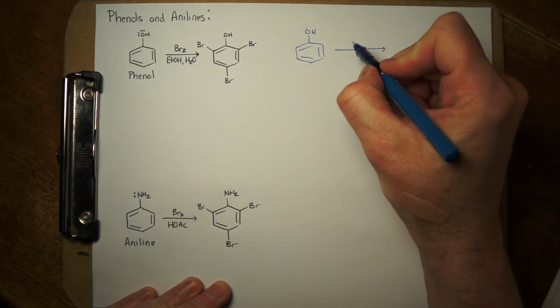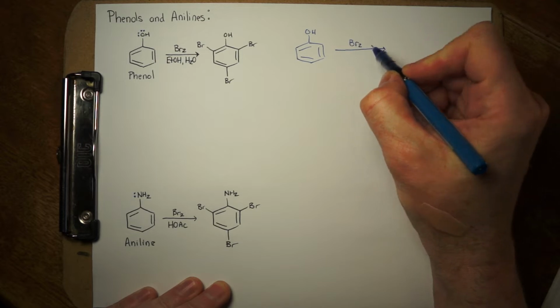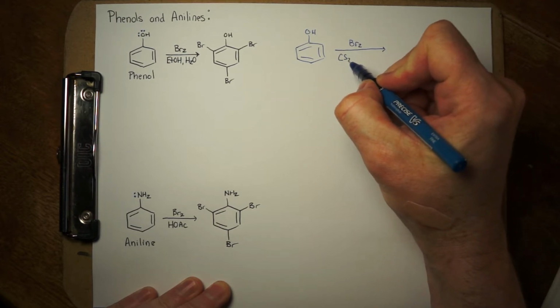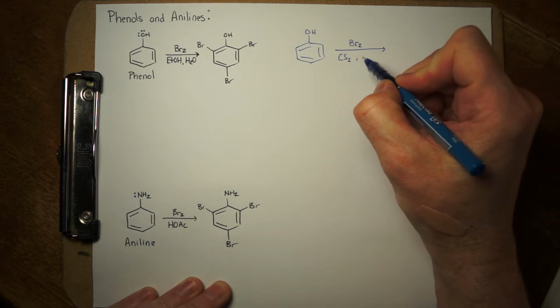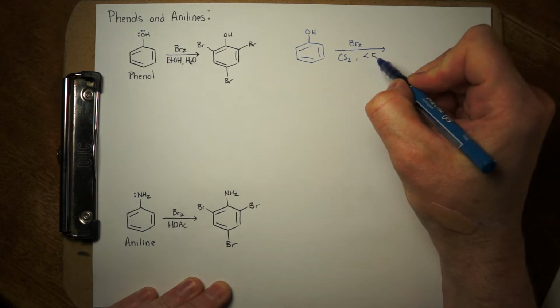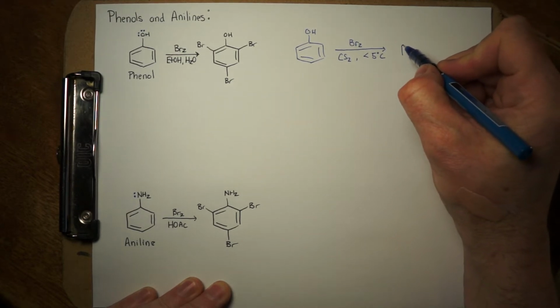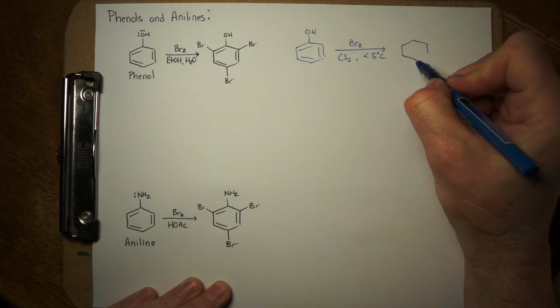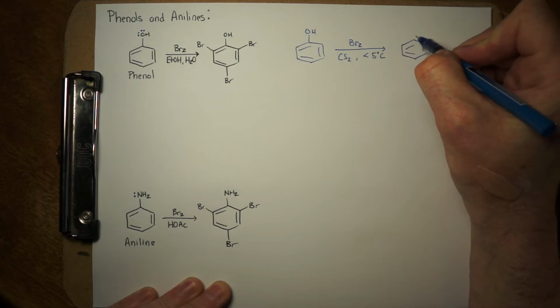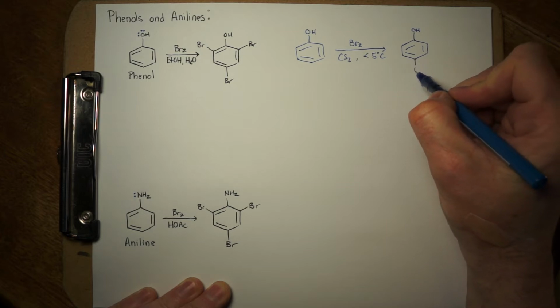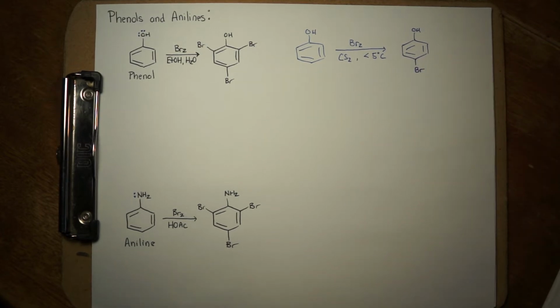and we treat with bromine, just like in the previous reaction. But in this case, we're going to use the solvent carbon disulphide and run this reaction at less than 5 degrees Celsius. And if we stick to those conditions, we should be able to form as the major product the para-substituted phenol, para-brominated phenol.